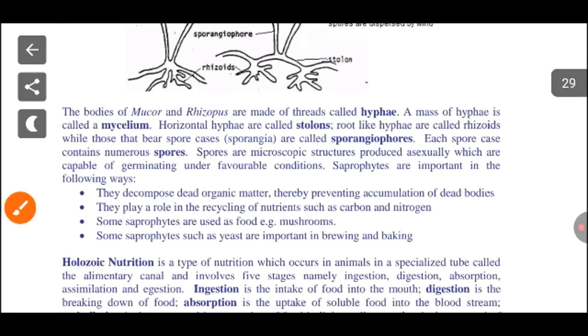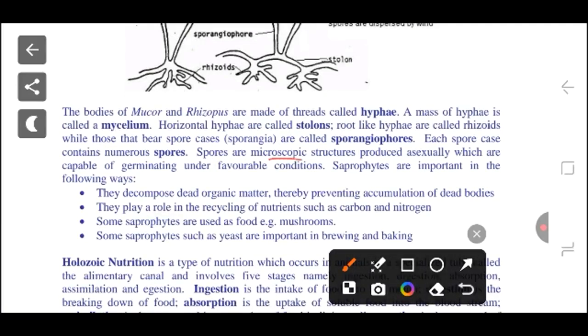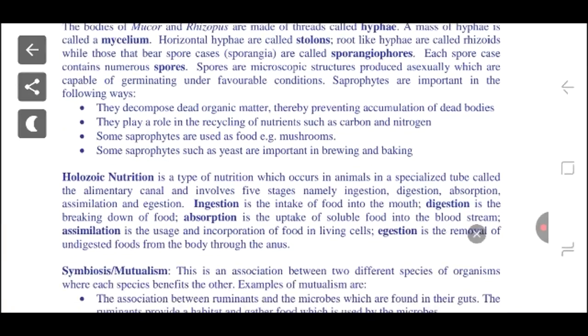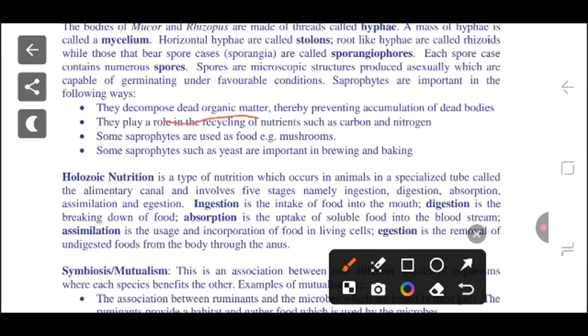Each spore case contains spores. Spores are microscopic structures produced asexually, which are capable of germinating under favorable conditions. Saprophytes are important in the following ways. Number one, they decompose dead organic matter, thereby preventing accumulation of dead bodies.